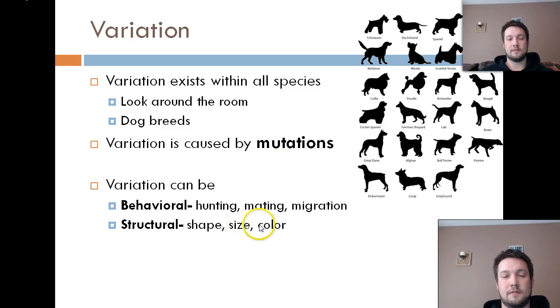Okay, structural variation is what you can see. So that's size of the organism, shape of the organism, color, or any other thing that you might see. Dogs are a great example of that because they're all one species, but you obviously get tons and tons of different shapes and sizes and colors and things like that. So lots and lots of structural variation.